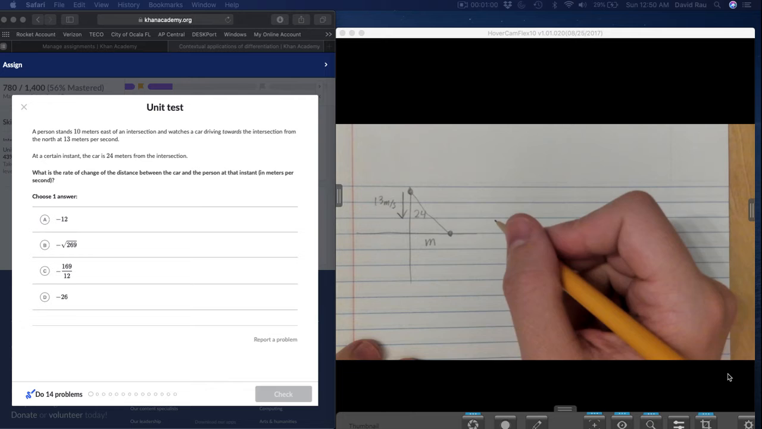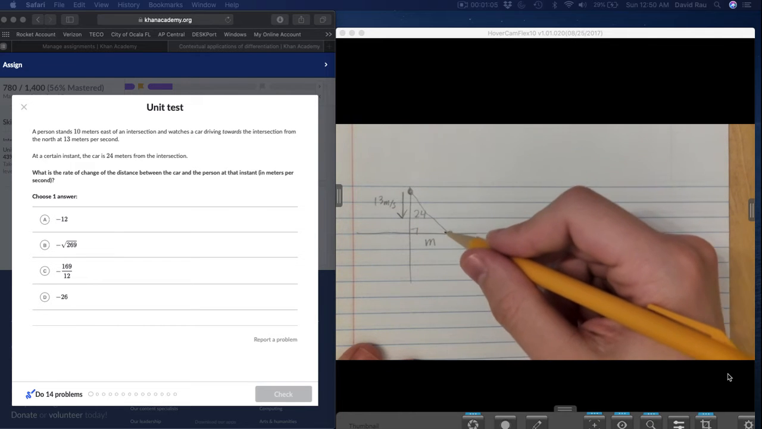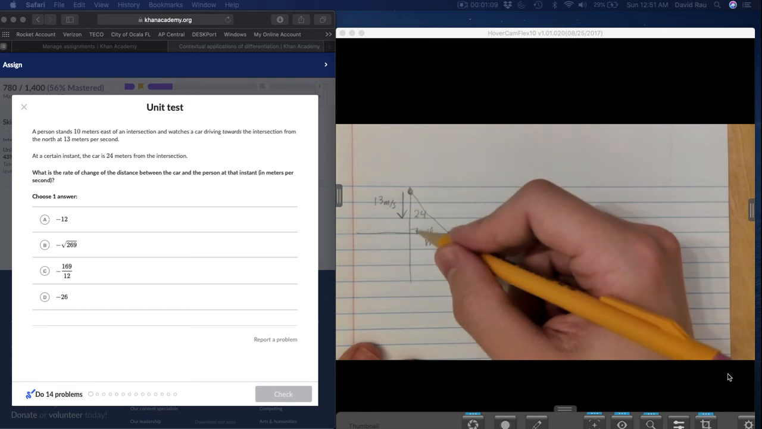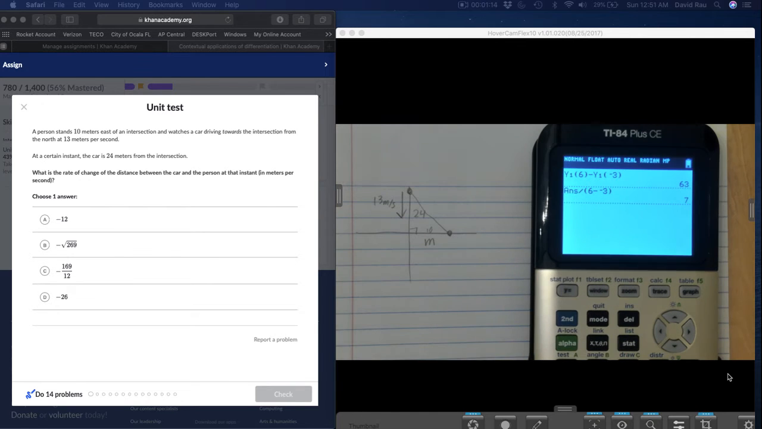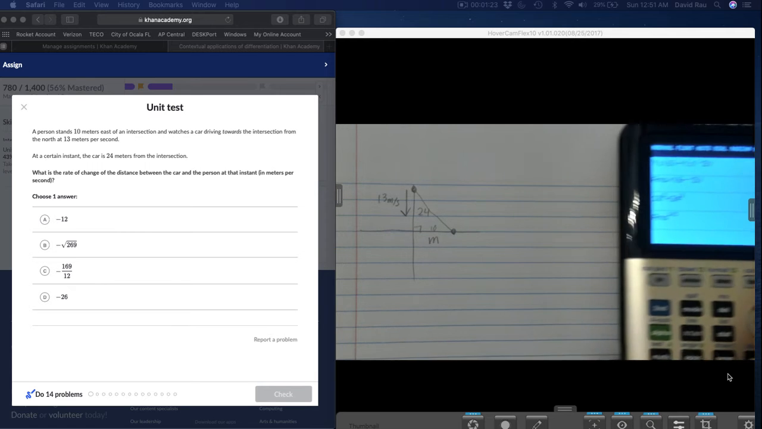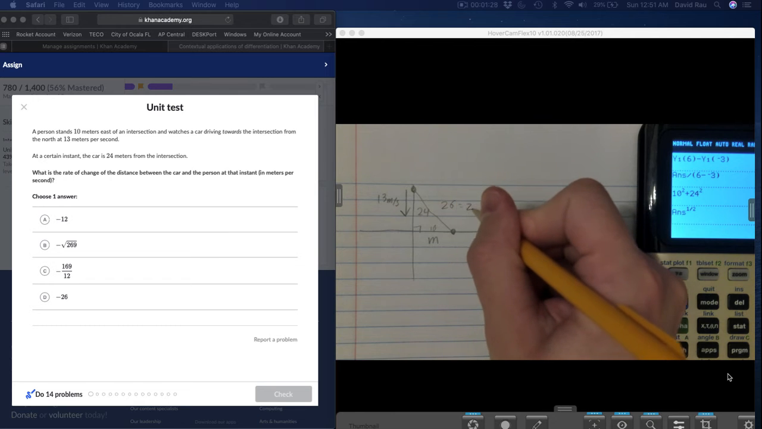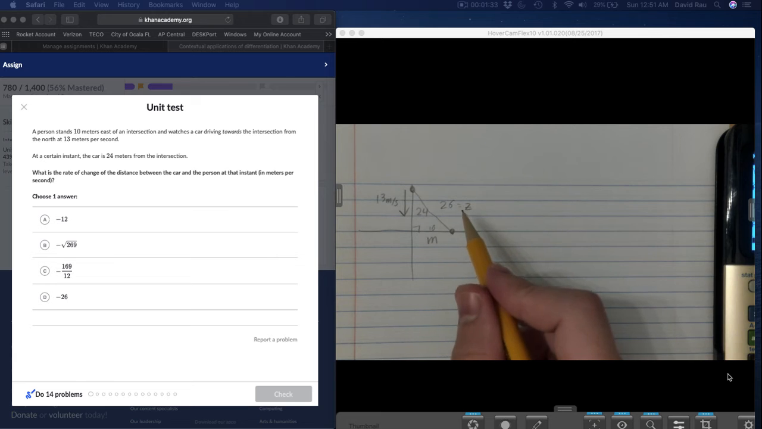So here we go. The idea behind this problem is we're looking at a Pythagorean theorem question, and we know that the person is 10 meters away. We know the car is 24 meters from the intersection, and so we're going to have to do the Pythagorean theorem to figure out what the hypotenuse is at that moment. And there we go. 26 away. That is the current distance away, but we don't want to know the current distance away. We want to know how that distance is changing over time.